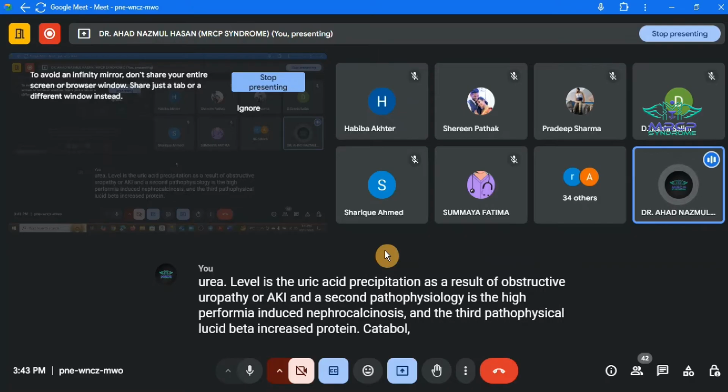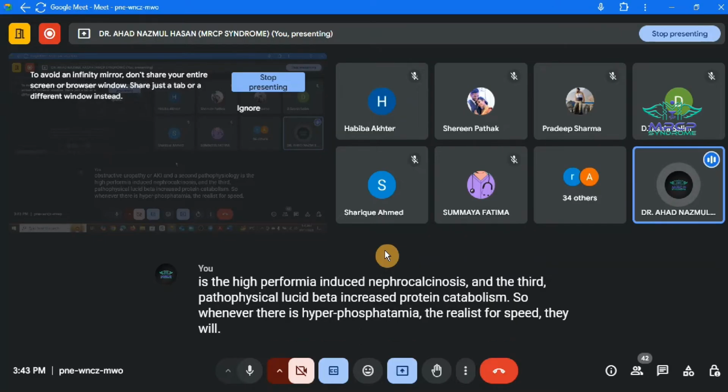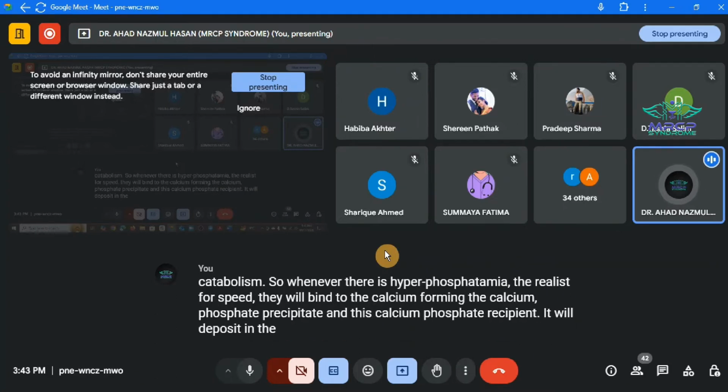So whenever there is hyperphosphatemia, the released phosphate will bind to the calcium, forming the calcium phosphate precipitant. And this calcium phosphate precipitant will deposit in the renal tubule, further worsening the renal injury.